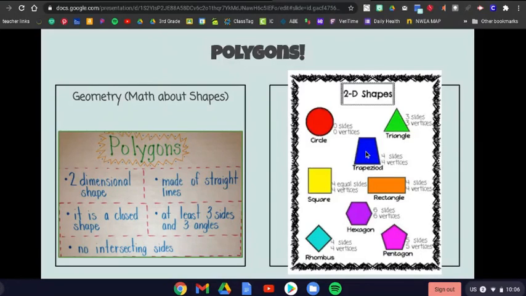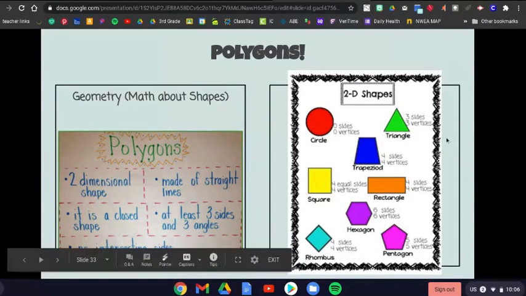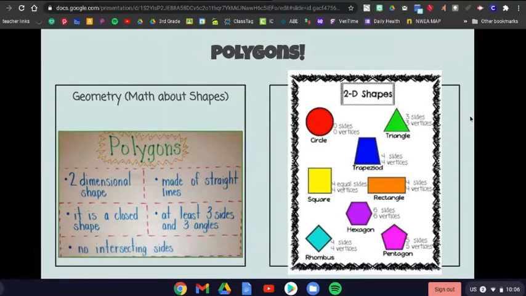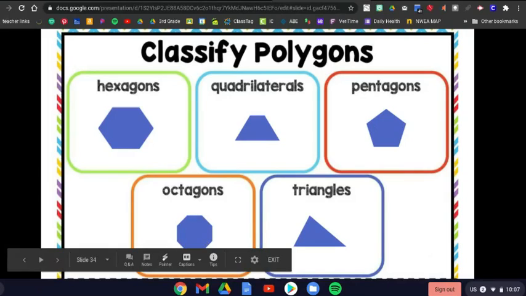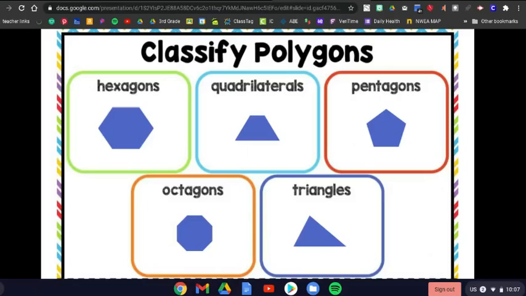We have some examples here. The trapezoid, the rectangle, the square, and the rhombus are all shapes with 4 sides that have different rules underneath quadrilaterals. We're going to look at those in just a second. You're going to have an activity today that looks like this. You're going to have to sort the shapes into the right groups. That's what you do when you classify. So we can see that a hexagon has 6 sides. Quadrilaterals are shapes with 4 sides. Pentagons are shapes with 5 sides. Octagons have 8 sides, and triangles have 3 sides.